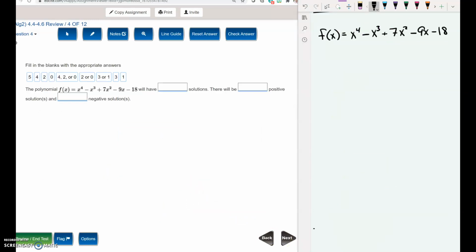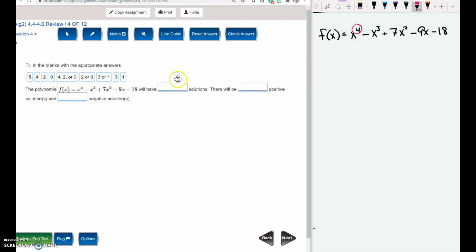This question is actually linked with another question. It's finding the number and the type of solutions. So the number of solutions comes from the degree. So the largest exponent is going to give you the number of solutions. And to make this problem work for you, you really need to be in Chrome, and you need to use your mouse. You can't really drag with your finger. It doesn't work very well. So your mouse or your mouse pad. So we're going to click on the 4 and drag that. It's going to have 4 solutions.